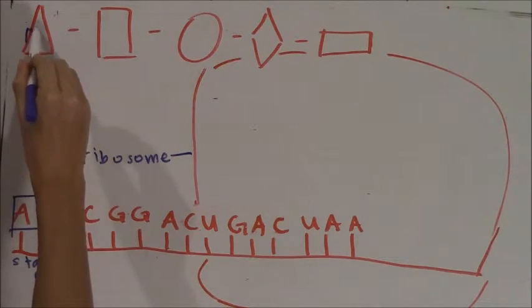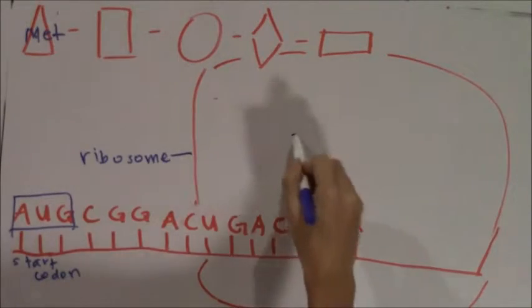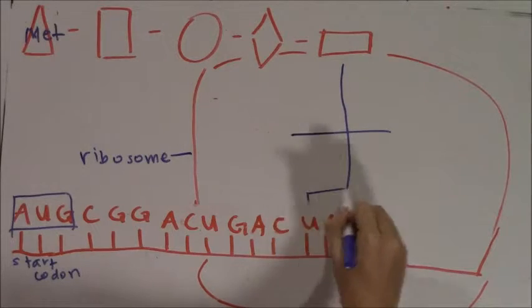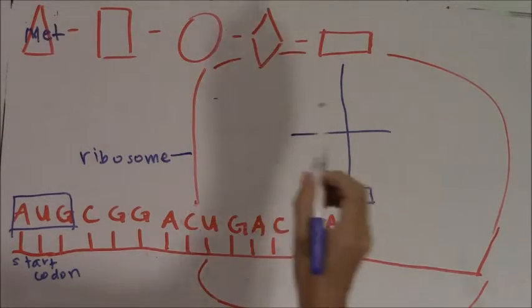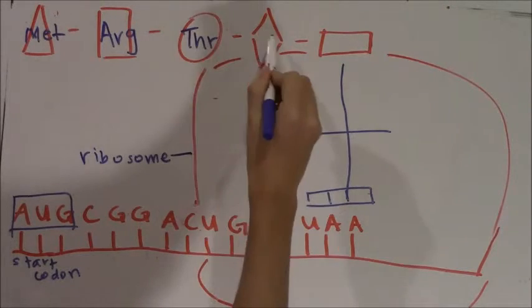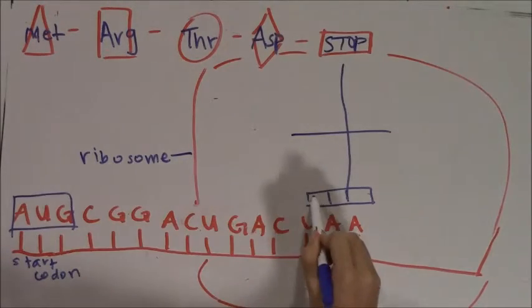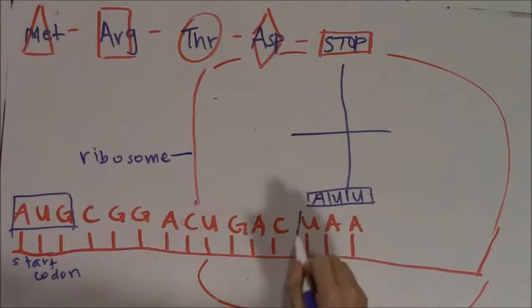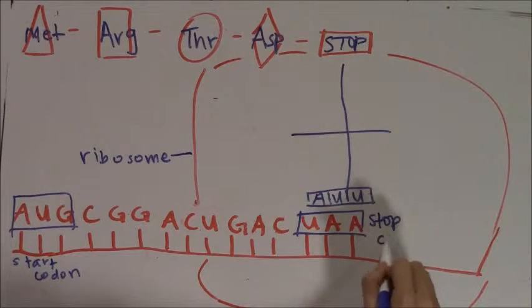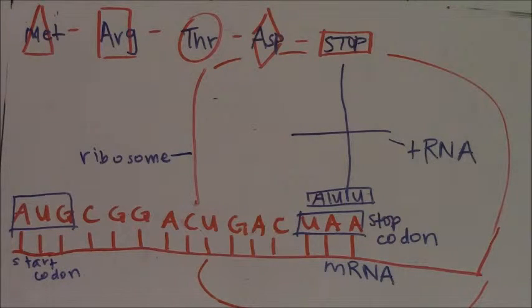Afterwards, the ribosome reads the mRNA strand in triplets called codons. tRNA's anticodons match with them and bring corresponding amino acids to attach to the growing polypeptide chain. At the end, when the ribosome reads a stop codon, UAA, UAG, or UGA, it stops translating the mRNA. Here, the mRNA sequence is translated into the amino acid sequence MET, ARG, THR, ASP, stop.